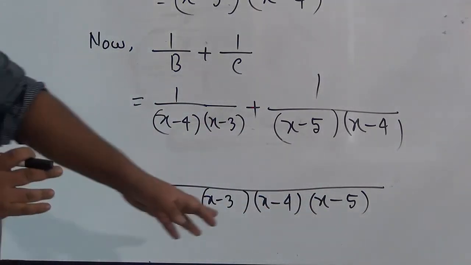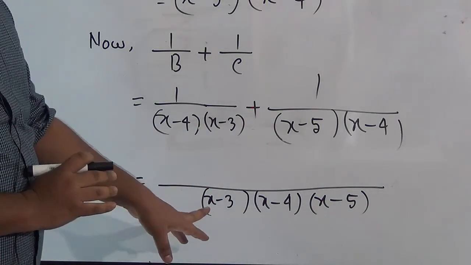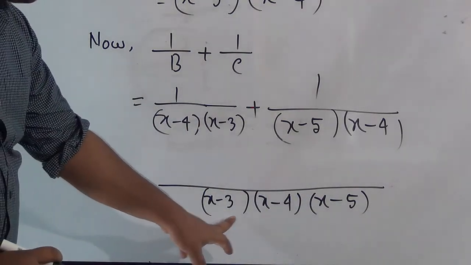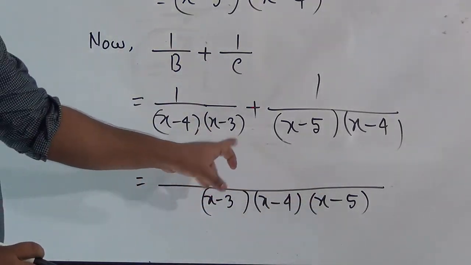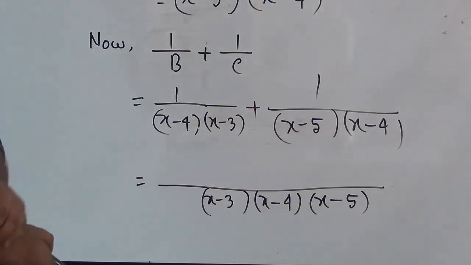Now we divide this LCM by the denominator of the first fraction. If we divide, then we get x minus 5. How? If we divide x minus 3, x minus 4 and x minus 5 by x minus 4, x minus 3, we get x minus 5 because x minus 4 and x minus 3 are cut.